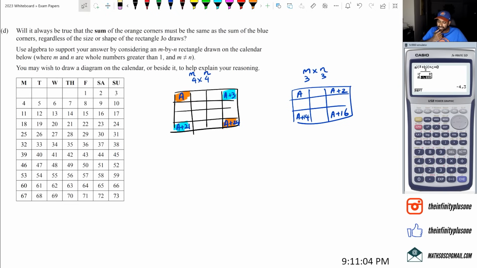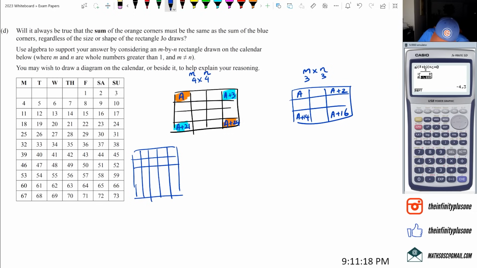So what if I do a 5x1? Let's do a 5x1, right? I'm going to do it up here. There we go. 1, 2, 3, 4, 5. So that is going to be A plus 1 plus 2 plus 3 plus 4. So it's going to be A plus 4. This is going to be 7, 14, 21, 28. That's 28, 29, 30, 31, 32.